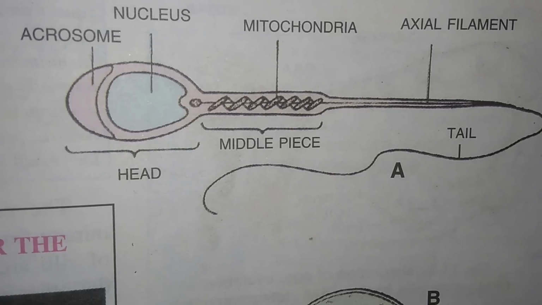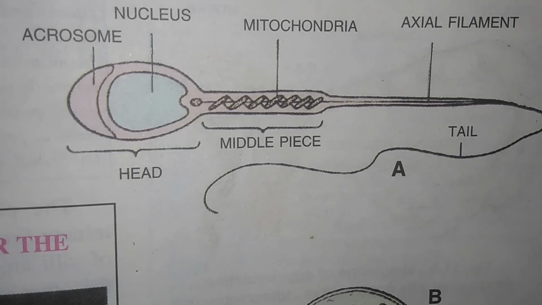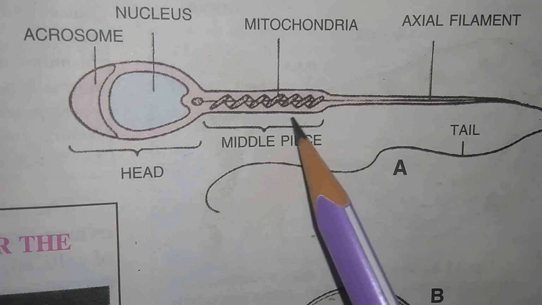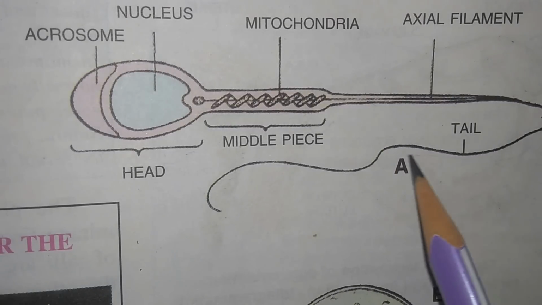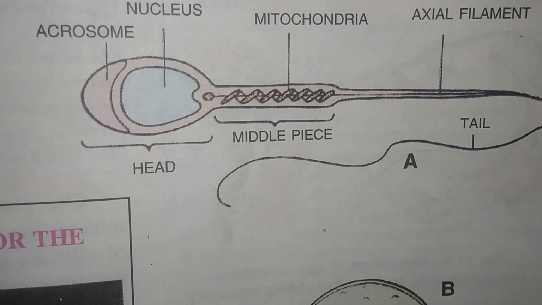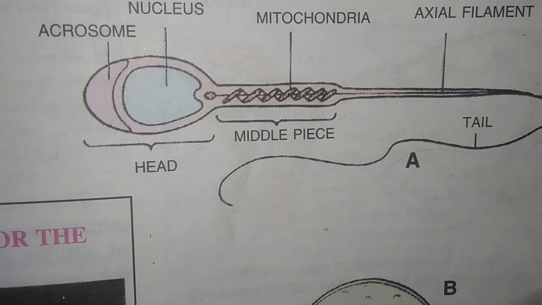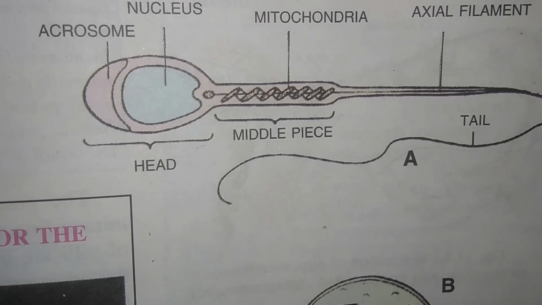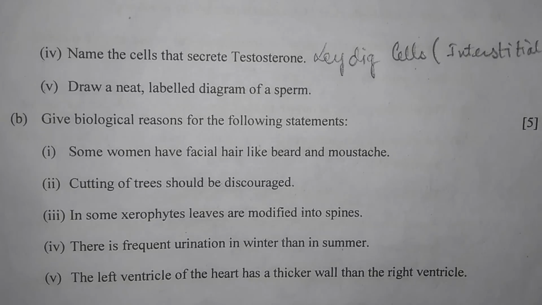Now question number 5 is draw a neat labeled diagram of a sperm. So this is a diagram of a sperm. You can make it on your own. This is the head, this is the middle piece, and this is the tail. So for 1 mark you have to make all of these. That's a hefty task, but you have to do it and label it properly. So we move on to the next question now.